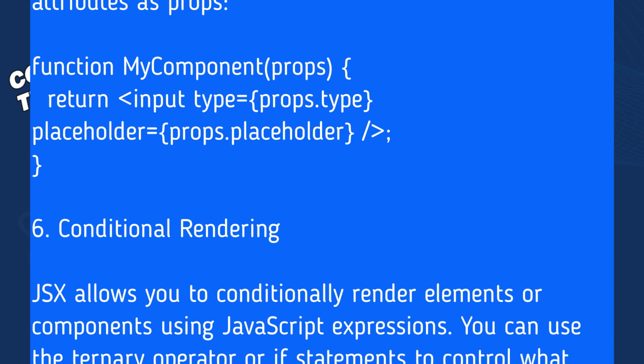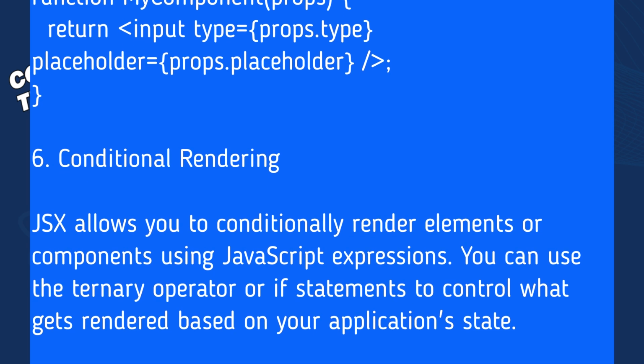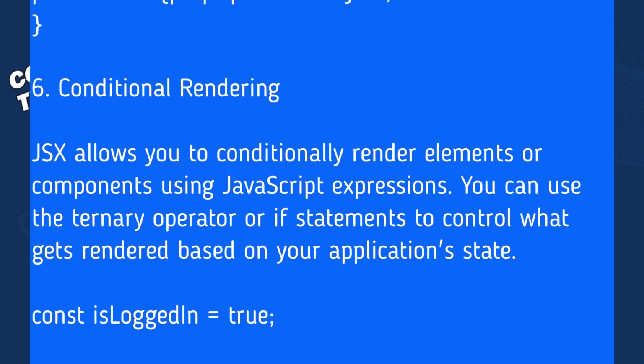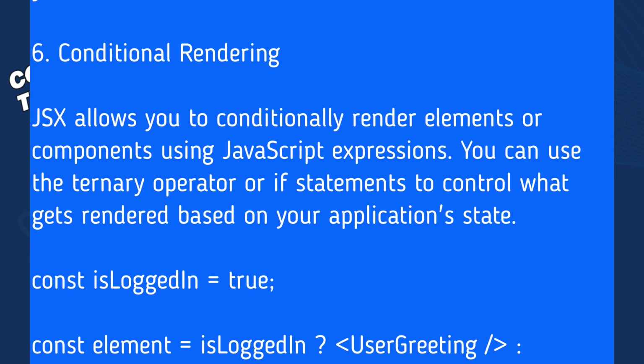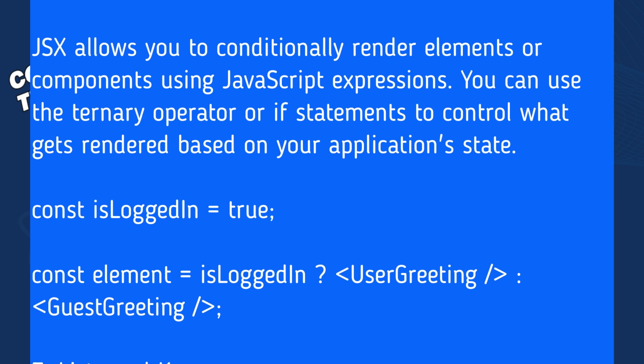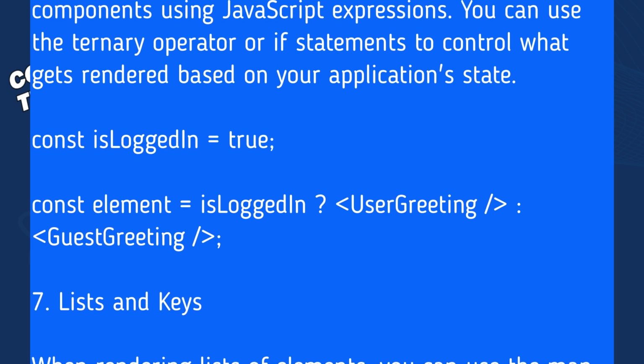6. Conditional rendering. JSX allows you to conditionally render elements or components using JavaScript expressions. You can use the ternary operator or if statements to control what gets rendered based on your application state. const isLoggedIn = true; const element = isLoggedIn ? <UserGreeting /> : <GuestGreeting />.